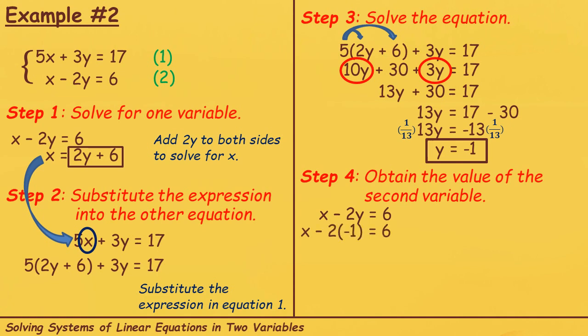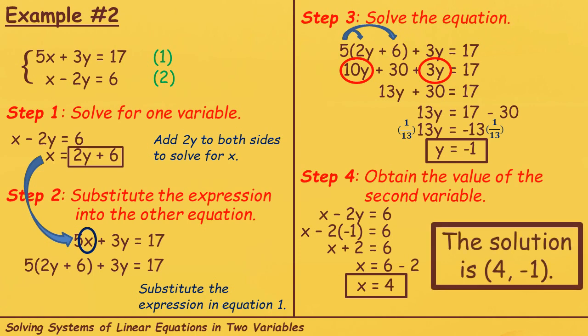So let us substitute negative 1, magiging x minus 2 times negative 1 is equal to 6. Negative 2 times negative 1 is positive 2. X plus 2 is equal to 6. X is equal to 6 minus 2. 6 minus 2 is equal to 4. So therefore, the value of x is 4. Meron na tayong x at y. So therefore, the solution is 4, negative 1. Laging nasa unahan si x coordinate at nasa pangalawa naman si y coordinate.